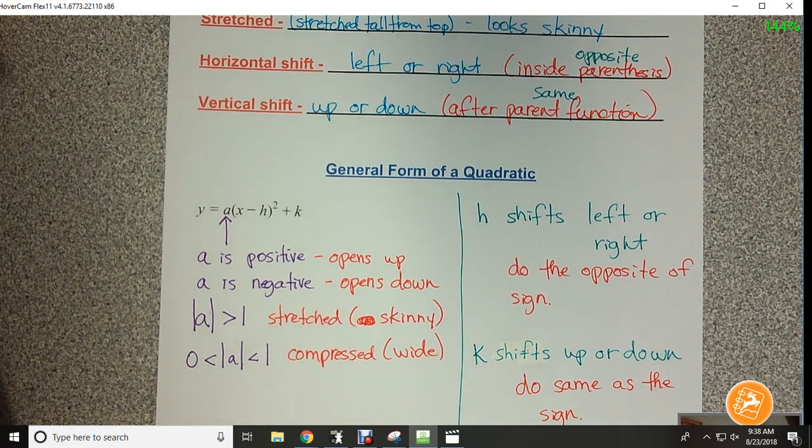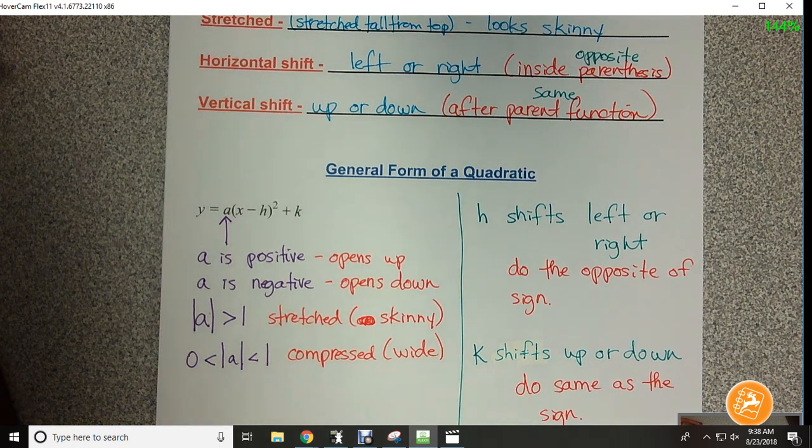All right, so that is it for section 2.6. We will have plenty of practice in class.